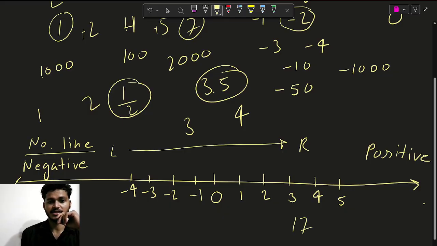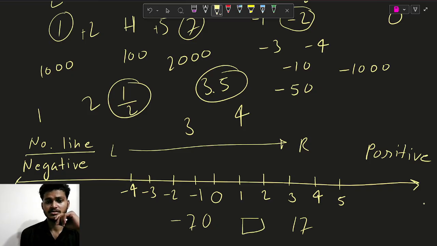If there is a question where you have the number 17 and minus 70, and it is asked which number is greater, what are you going to say? Just looking at 70, you're not going to say that 70 is greater than 17. No, that's not how the concept works. The nature of the 70 is a negative integer, so it must be less than all the positive integers. 17 is a positive integer, so -70 is going to be less than 17.